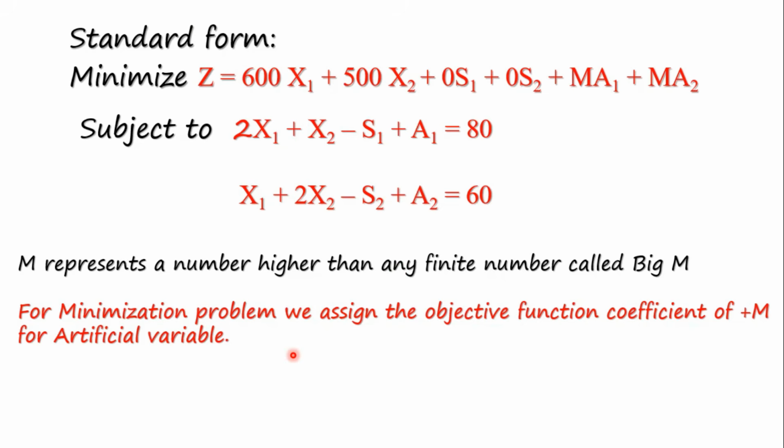For a minimization problem, the objective function will take the coefficient of plus M. For a maximization problem, the objective function coefficient will be minus M. This needs to be understood. For minimization we take M as positive, and for maximization we take M as negative. The coefficients of surplus variables will be 0. So this is how we standardize the objective function in the minimization case.